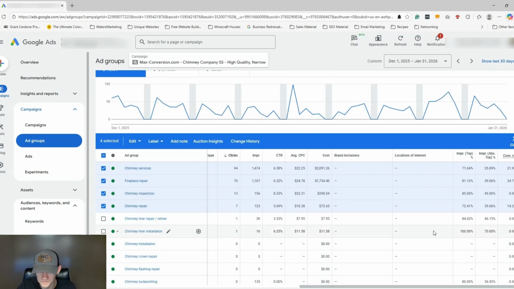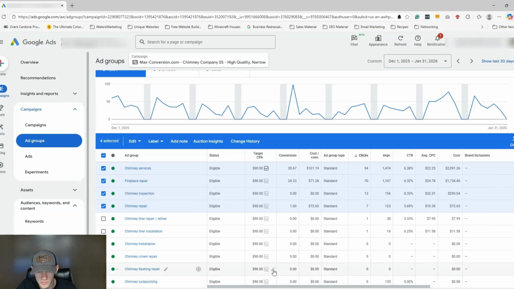And you can see here that we have a wide variety of different things happening. So chimney inspection, we've got 13 different clicks, and we actually got a 0% conversion rate. So that's a complete wash. But on our fireplace repair, we've got a 35% conversion rate, a 22% conversion rate, and a 15% conversion rate on chimney repair. So our lead cost varies for different ad groups. You can see here, this is $100, this is $70, and this is $72.